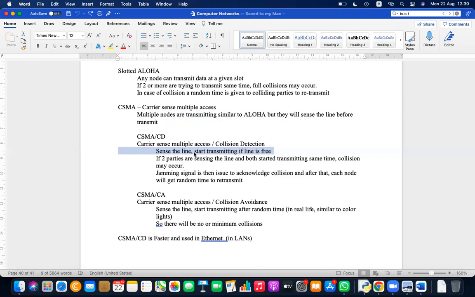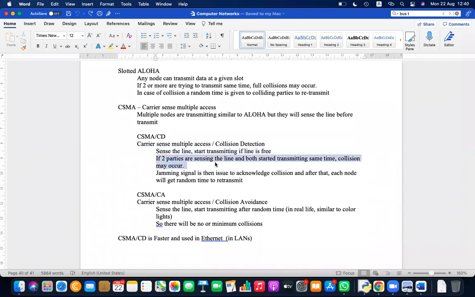CSMA is like a QR code. Everyone will check for availability, then sense the line and go accordingly. It's like the QR code system. And CSMA CA is exclusive: you can book a time prior to this and then go. Only you will be there. That means prior to the communication, you can reserve your slot. You wait a random time and reserve your slot. Here you are not waiting a random time. You are just sensing the line. If the line is free, you start.